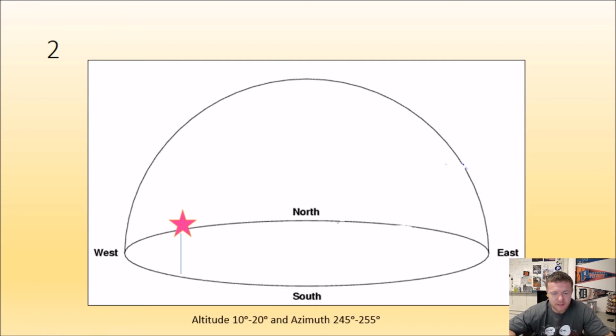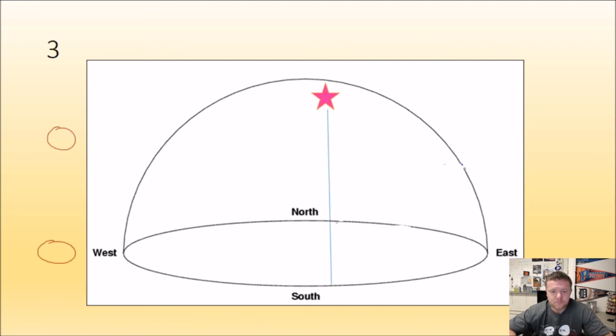I was wrong on the azimuth again, but still pretty close. Pretty close to do without a compass. I got the altitude correct as well. You guys, like I said, there's going to be a very correct answer when you need to do this.